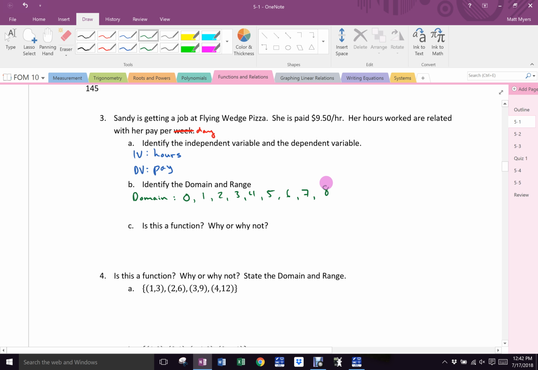Now, legally in BC, you have to be scheduled for at least 4 hours. But let's pretend that that law doesn't exist. Is everybody cool? Everybody understands why this is the domain and this is the independent variable. Everyone understands the difference, right? The domain is the actual values. So what then is the range?